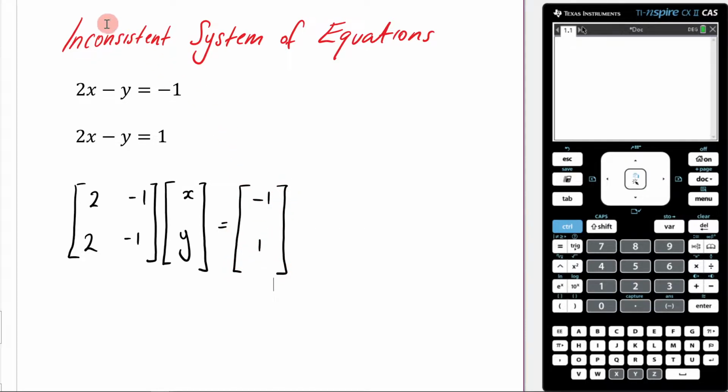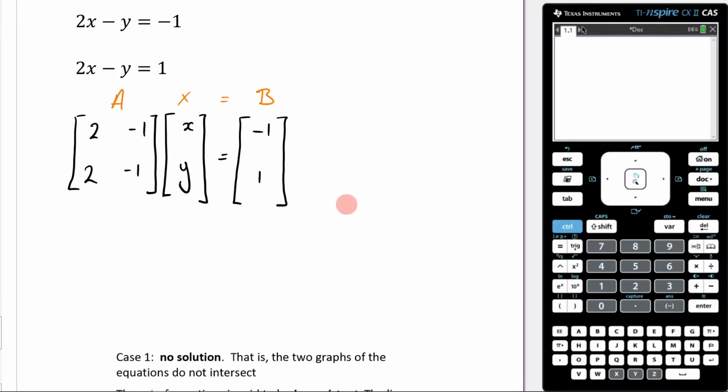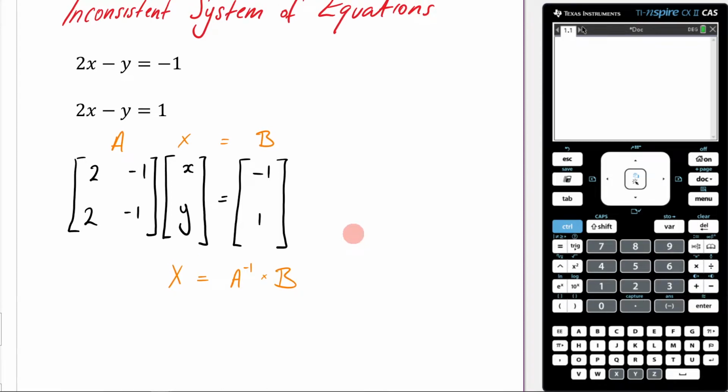And then we call these things different names. So we're going to call this matrix A. This is matrix X, and it's equal to matrix B. If I now want to solve for matrix X, what I'm going to do is go the inverse of matrix A multiplied by B. So let's now do that.